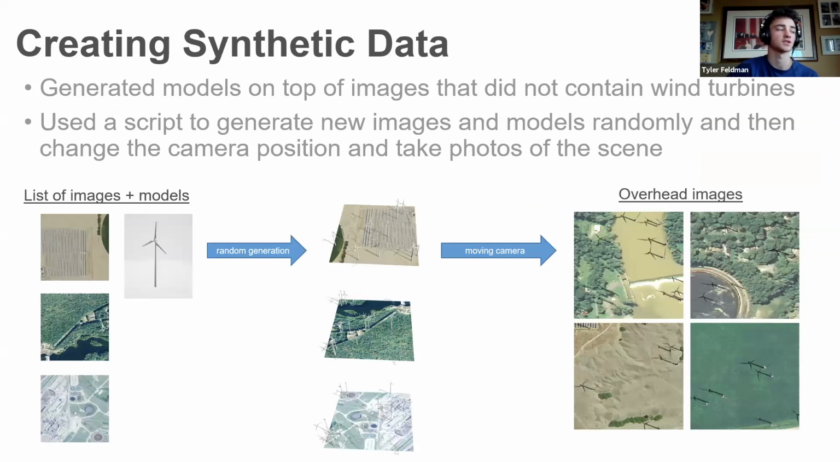So after getting these baseline results, we then created synthetic data. This was done using City Engine and a Python script in City Engine. We compiled a list of images and models, and then generated random scenes, randomly placing these models on top of these images, and then the camera would be moved to the overhead position, and it would take photos.